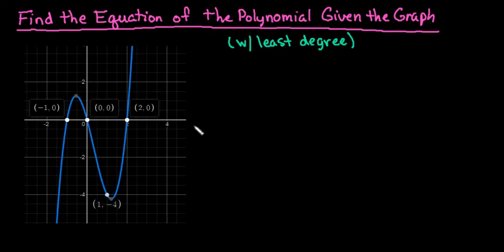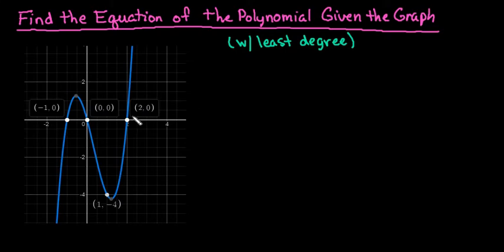Hi, for this video I want to show you how to find the equation of a polynomial when you are given the graph. And for this we want to find the least degree polynomial that we can have. It's because some polynomials with different degrees can give you the exact same graph depending upon the multiplicity of the points or the zeros. So we want to use the lowest multiplicity that we can possibly have.